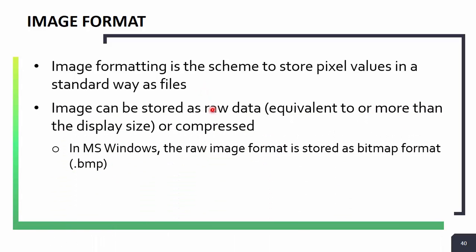Image can be stored as raw data, which means we keep the pixels as they are, no compression, and we just put them as a 2D matrix. There are cases where we keep image data as raw data, and in Windows, the format for this is .bmp.